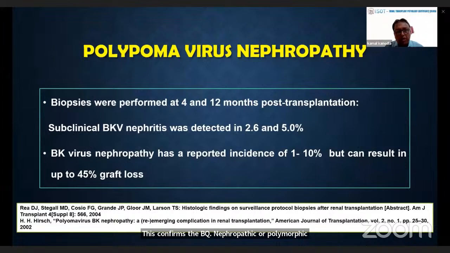One study shows biopsies performed at 4 and 12 months post-transplantation, and the incidence was reported as 2.6 to 5%. Another study shows BKV nephropathy has a reported incidence of 1 to 10%, and it can result in 45% graft loss. So a very high incidence of graft loss is reported, almost 45 to 50%. If we detect it early by protocol biopsy, the chances of improving graft survival can be there.